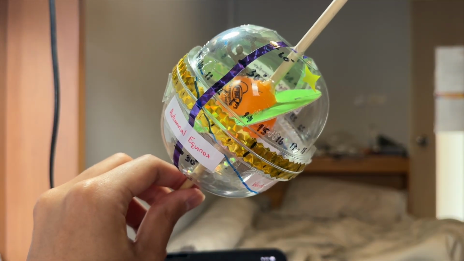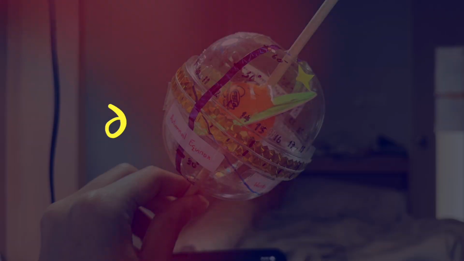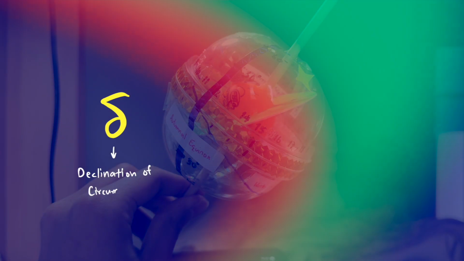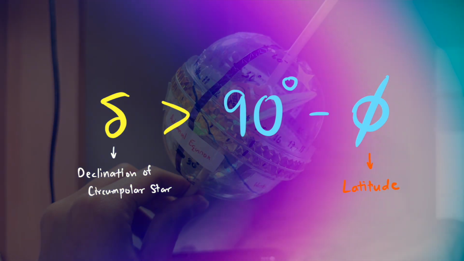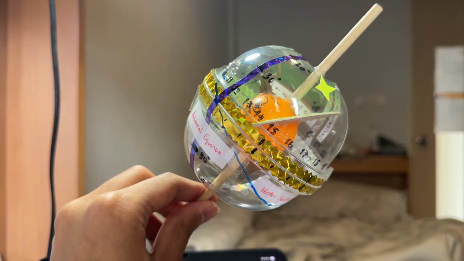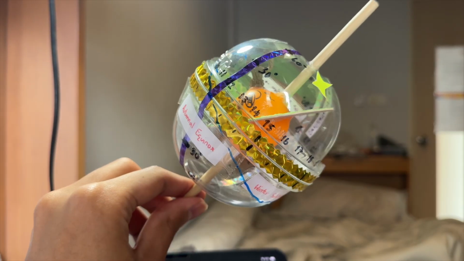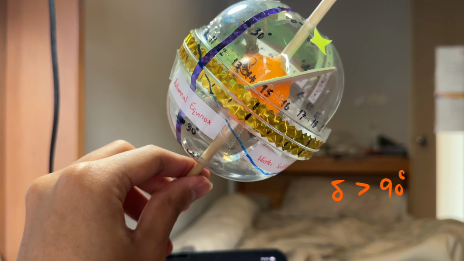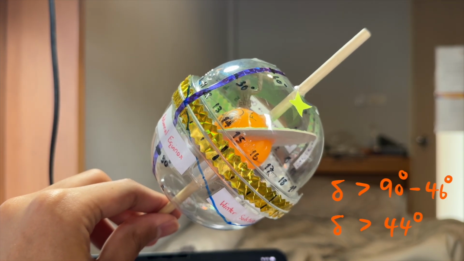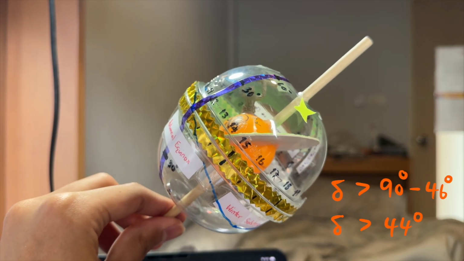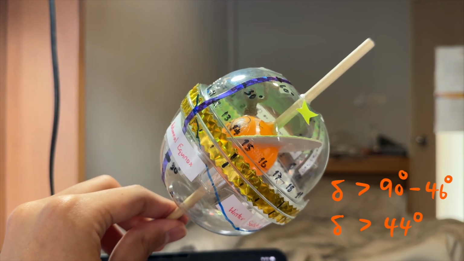To calculate the declination of this kind of star, we can use 90 degrees minus our latitude. For example, we are at Geneva, at 46 north latitude, so we calculate 90 minus 46, which is 44, meaning that any star with a declination larger than 44 is going to be a circumpolar star.